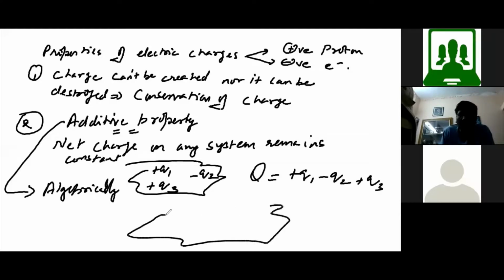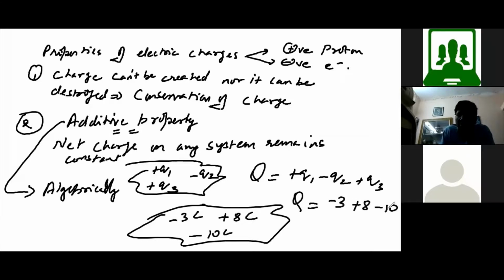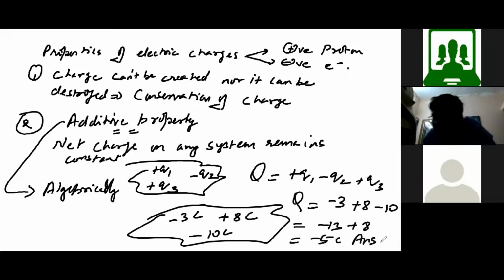What is an example? This is a system. The charges are minus 3 coulomb, plus 8 coulomb, minus 10 coulombs. So what is the total charge on the system? Minus 3 plus minus 10 is minus 13, plus 8. So the answer is minus 5 coulomb.